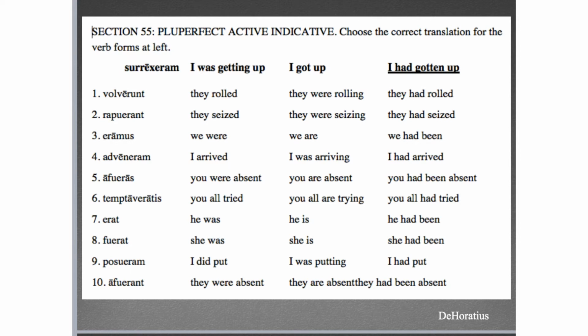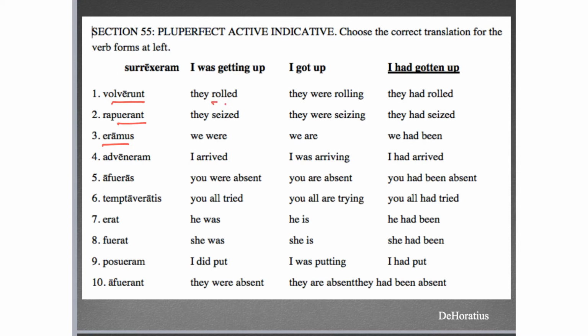All right, now we're choosing the correct translation for verbs at left. Now you've got a whole variety of verbs. So wowerunt is going to be the perfect with that erunt. Rapuwerant is going to be the pluperfect with that erant. Now remember, we talked about this. Eramus by itself is going to be the imperfect of the verb to be. So watch out for your different forms as you're going through here.